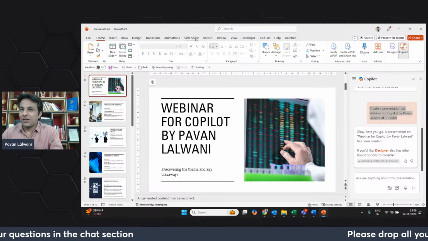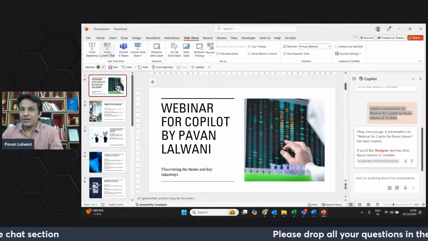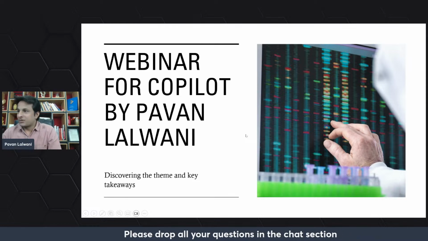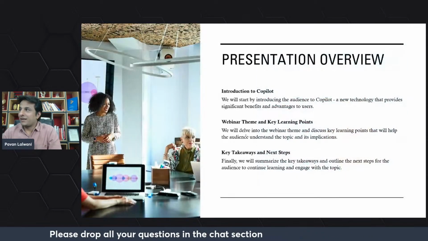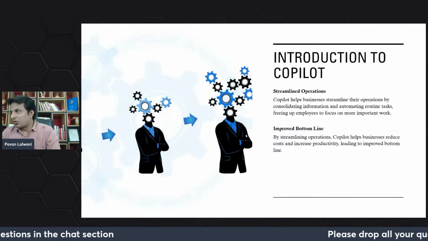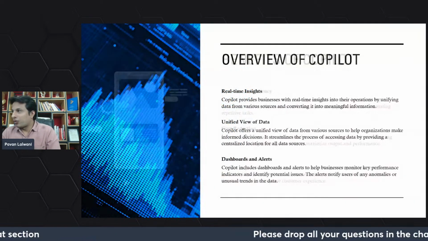I can just click on the slideshow option here, and click on from current slide. So here we go. You can see that's the first slide with the animations. I can go to the second slide, presentation overview. Introduction to Copilot, overview of Copilot, and all those things.